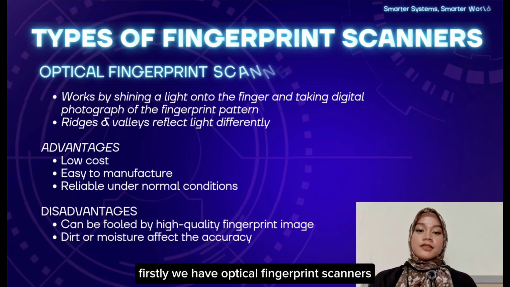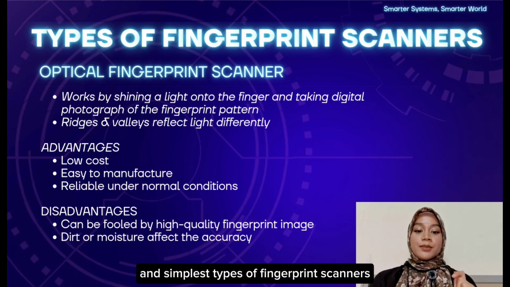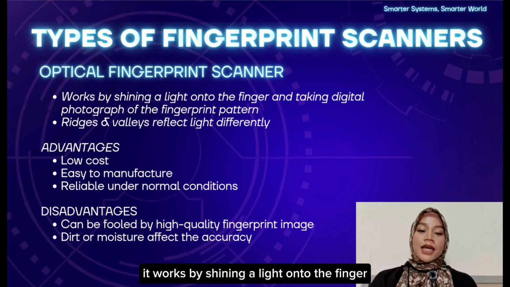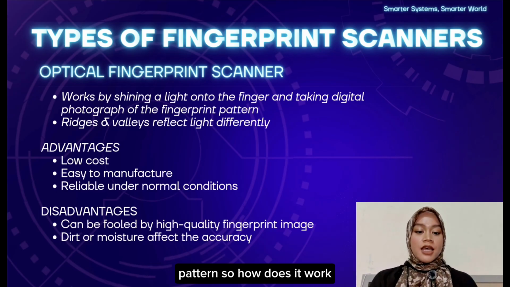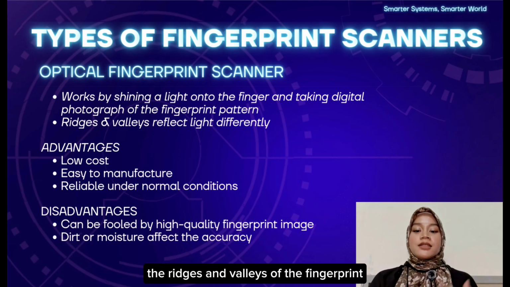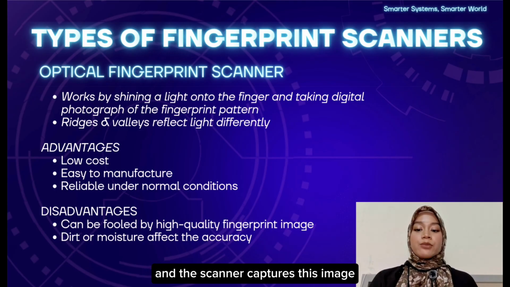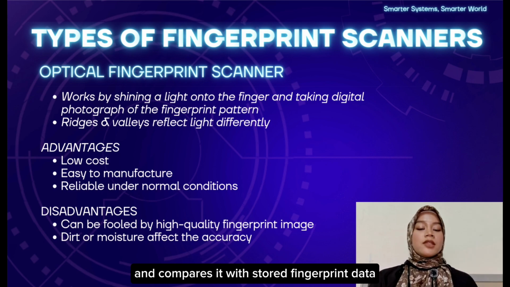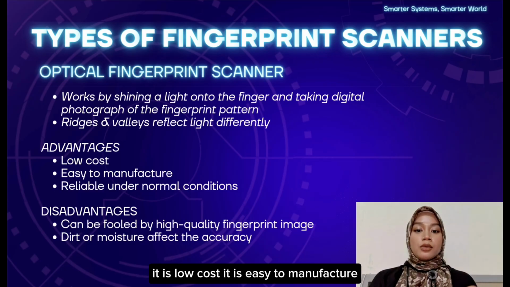Firstly, we have optical fingerprint scanners. This is one of the oldest and simplest types of fingerprint scanners. It works by shining a light onto the finger and taking a digital photograph of the fingerprint pattern. So how does it work? The ridges and valleys of the fingerprint reflect light differently, and the scanner captures this image and compares it with stored fingerprint data. The advantages of optical fingerprint scanners are that they are low cost, easy to manufacture, and reliable under normal conditions.